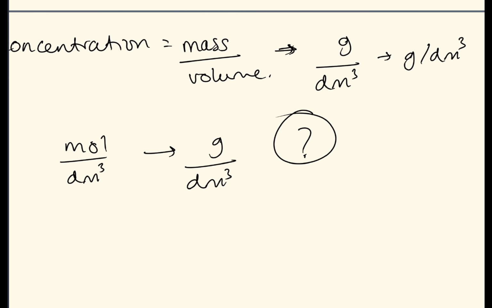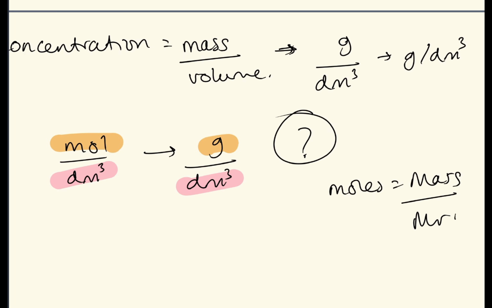Now, when you look over here, you're going to notice that my decimeter cubed is the same both ways. I don't need to change anything regarding the volume. What I do need to change is from mole to mass. Now, I'm going to introduce you to the first equation that links both your mole and your mass, and that is moles equals mass divided by your MR. And if you remember, your MR is what we calculate using your periodic table. I can also represent it in this triangle formula, like this, where we have mass at the top divided by moles times your MR.